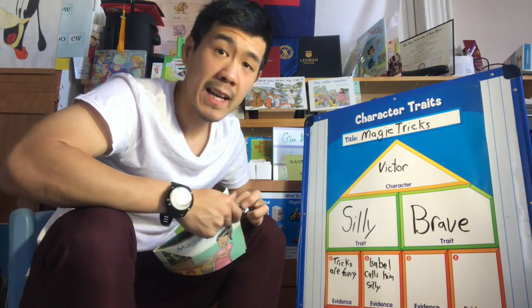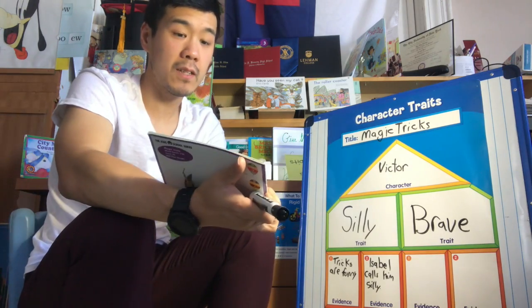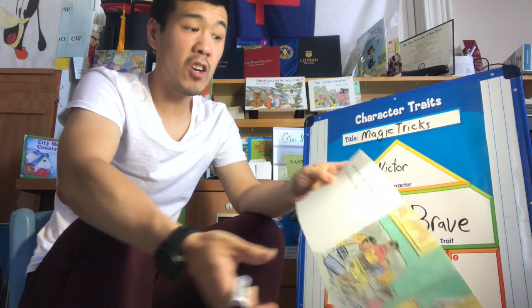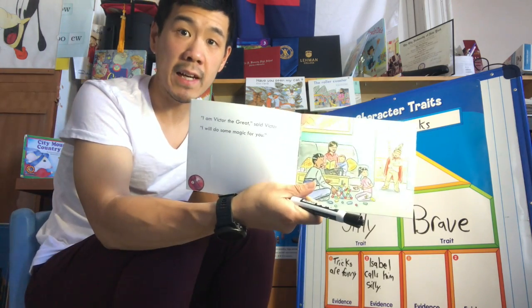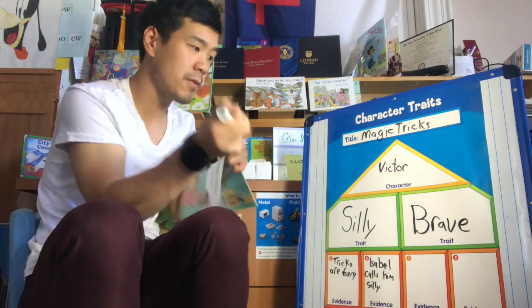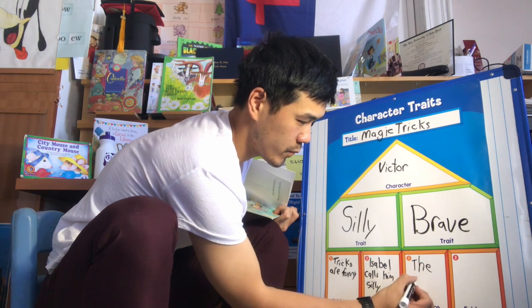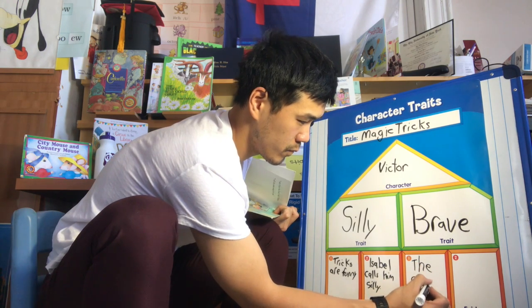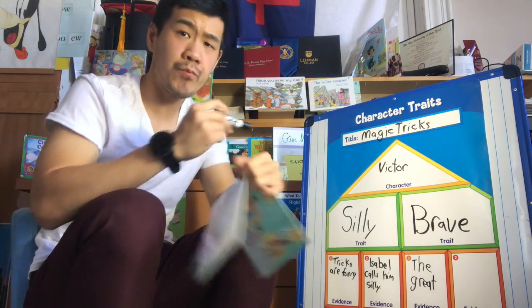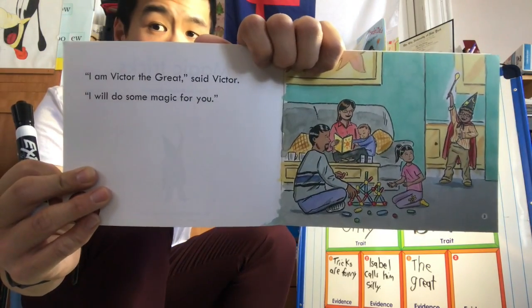Okay, the next one is brave. I know he's brave because, one, I said this earlier, he called himself Victor the Great. No one calls himself the Great unless they're very brave. So he calls himself the Great. It says right here: I am Victor the Great.